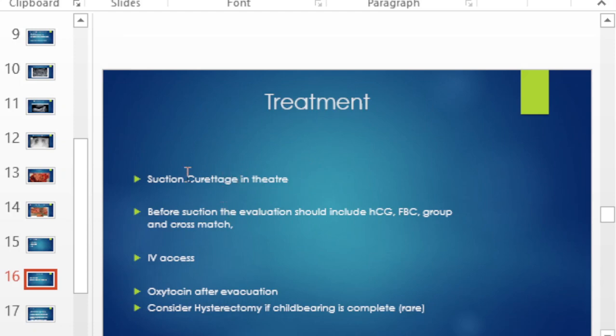So your suction curettage must be done in theater. And of course, because you anticipate bleeding, you should have your IV access, you should have your full blood count, you should have your grouping and your cross match. Then after you finish your evacuation, you give oxytocin. It is discouraged to give oxytocin during the evacuation because of a small possibility of thromboembolism. In rare cases where you have failed to control the bleeding, very rare, you may end up with a hysterectomy. But this is not common.